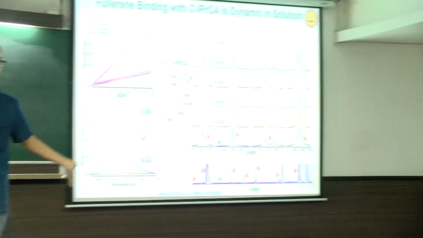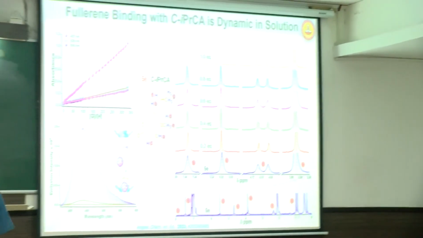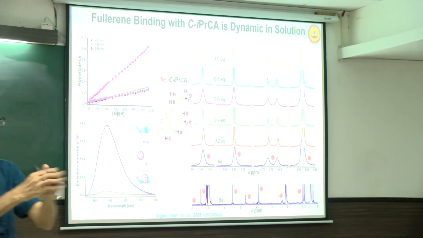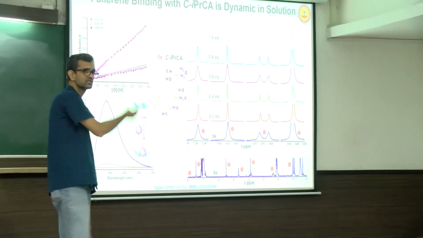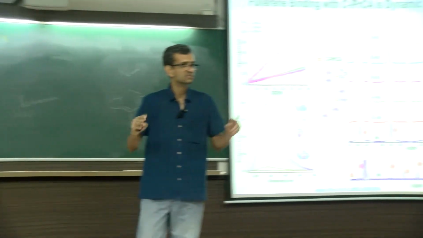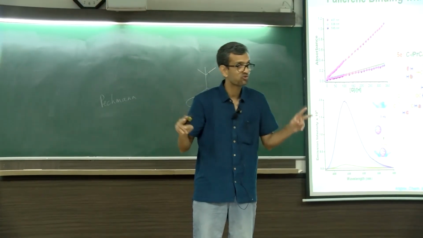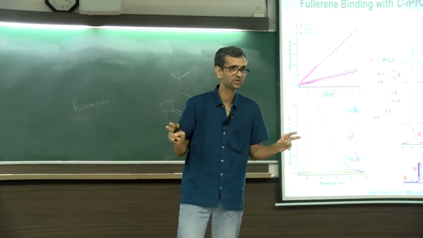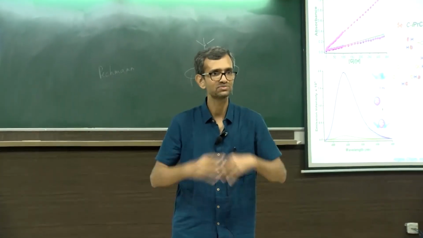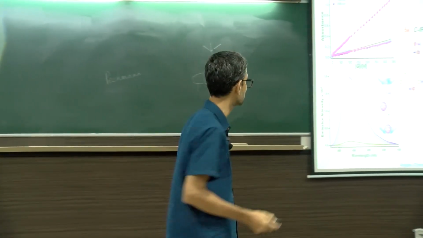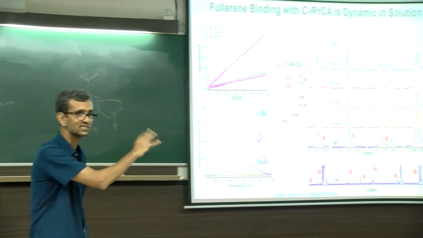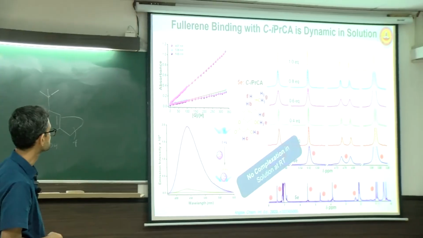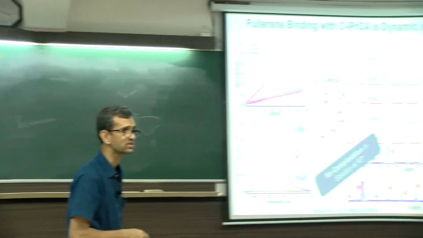NMR spectroscopy we could also do, and there is no signal shift. If there is a binding, it must have shown in a different way, which we don't see, and the signal exactly matches upon titration, because the dynamism is fast that the NMR spectroscopy could not detect it. The collision time scales are quite fast, and the NMR could not differentiate. But we understand that it is dynamic through NMR spectroscopy. So no complexation in solution at room temperature.